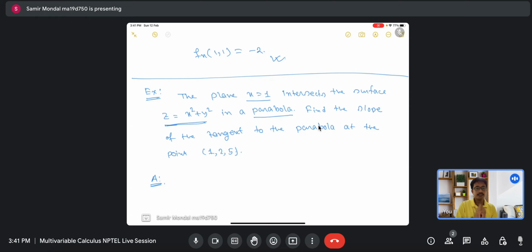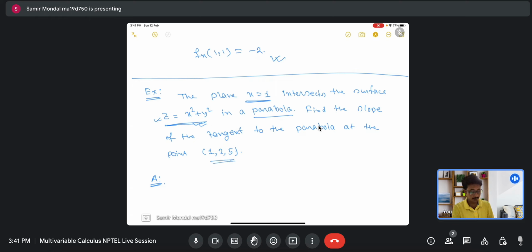So they are asking for the partial derivative of the function z equal to x square plus y square with respect to y. Here we are plugging in x equal to 1. This parabola is nothing but the intersection of this function and the plane x equal to 1. So they are asking the partial derivative of z with respect to y at this point.